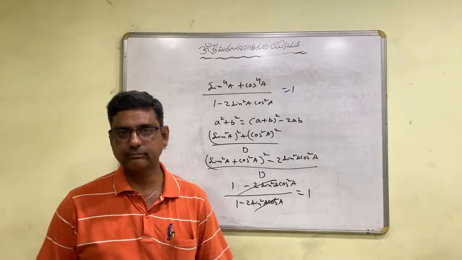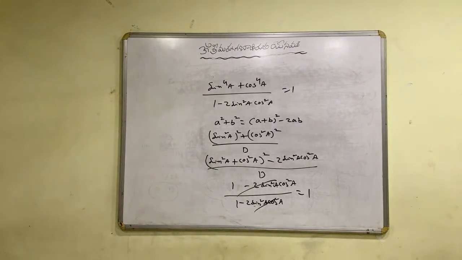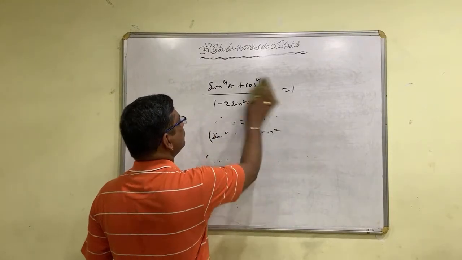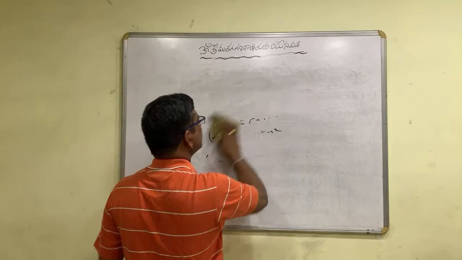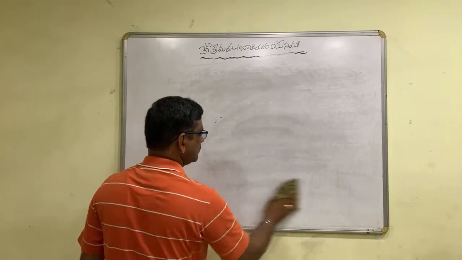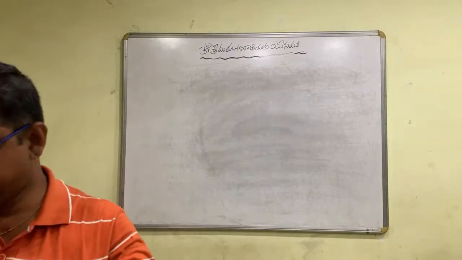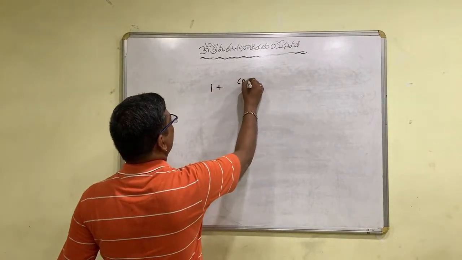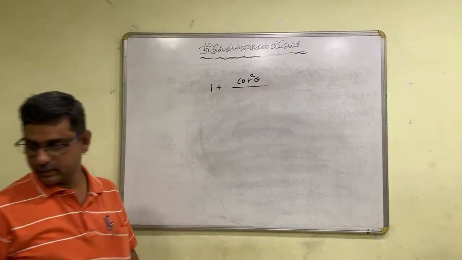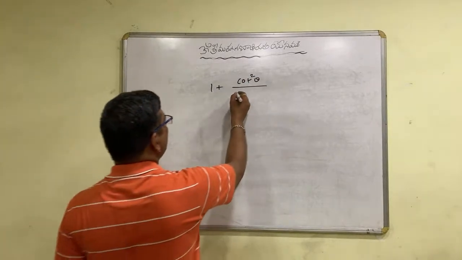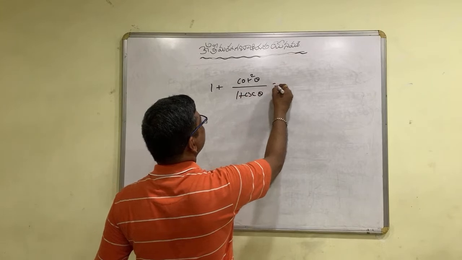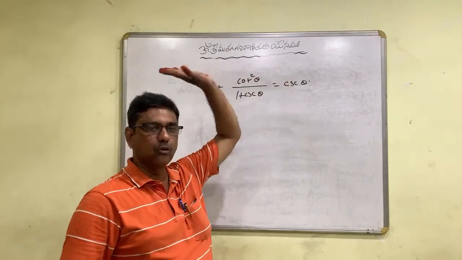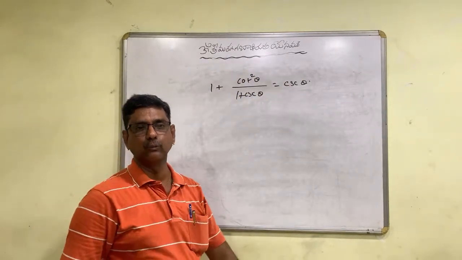Okay? Now I am moving on to problem number 3. I am moving on to problem number 3 now, children. So what is problem number 3? 1 plus cot square theta by 1 plus cosecant theta is equal to cosecant theta. We need to prove that this whole thing is equal to cosecant theta. That is what we have to prove.